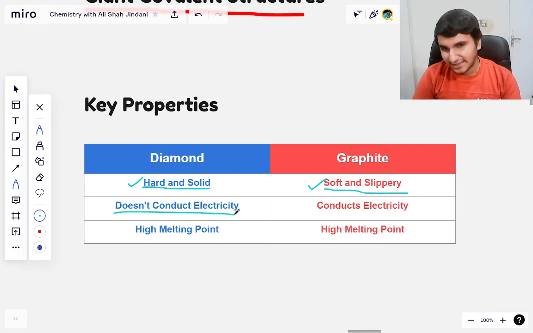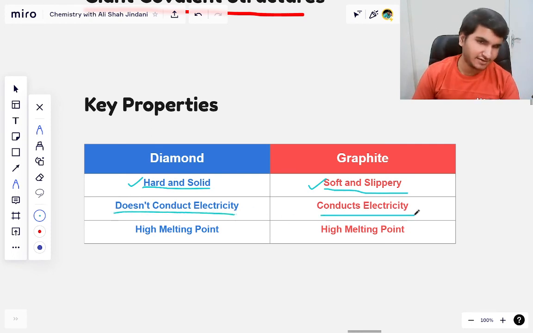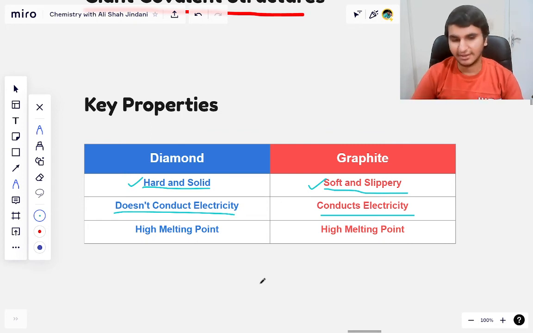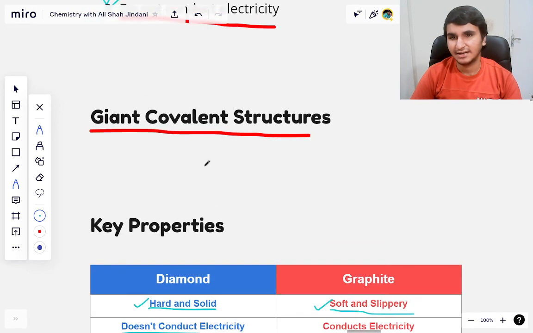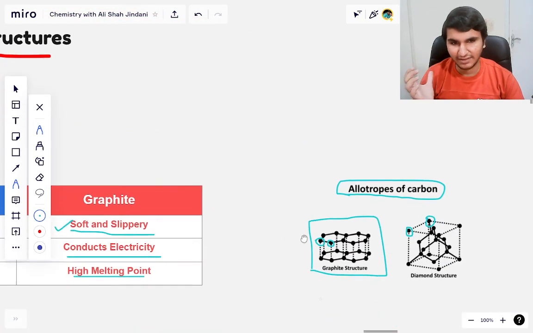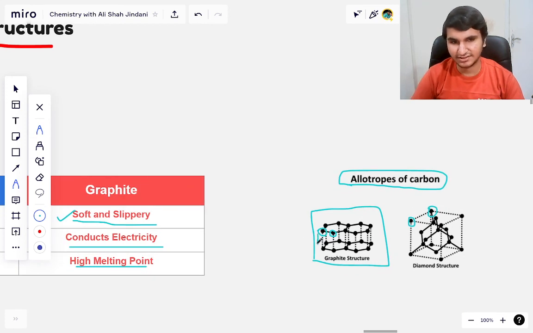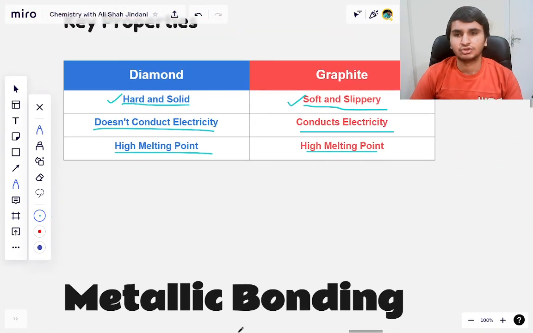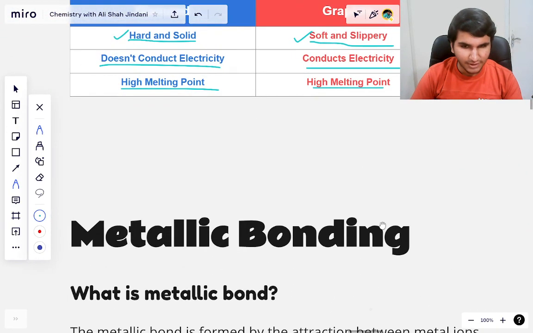Diamond does not conduct electricity. Graphite does conduct electricity because of that layering. And both of them have a high melting point because they are giant structures. They are not molecular structures. They have very strong forces between them, which is why they have strong covalent bonds, and that is why they have high melting points. Even though some of these forces are not that great, the forces overall are pretty good. So that is it for covalent bonding.